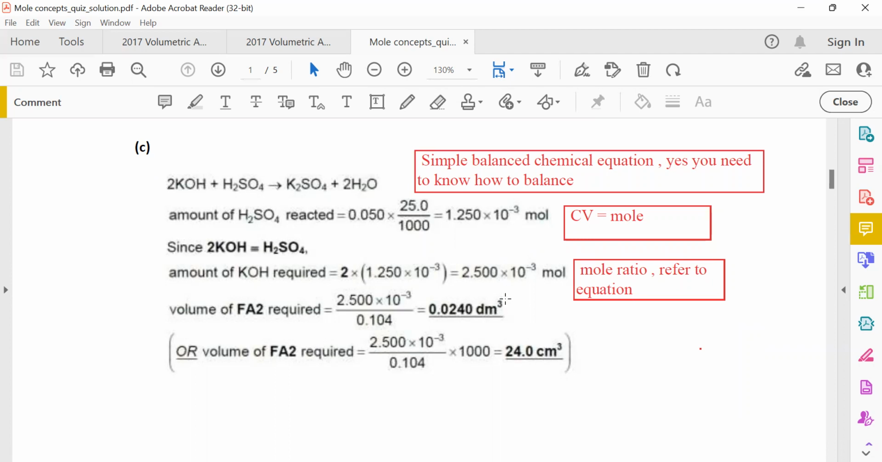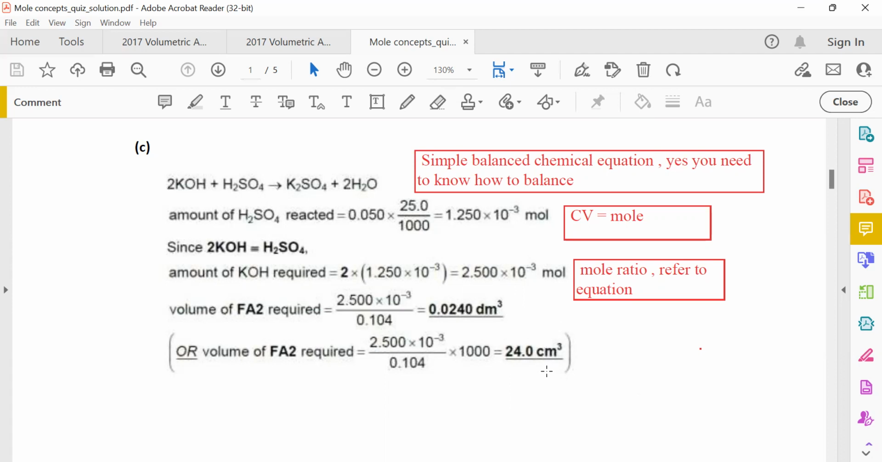Okay. Very simple. And then after that, knowing that this is the amount that you need and you are given the concentration, you can happily work out the volume. Okay, I forgot to put the hint here. To calculate the volume, you take what? You take mole divided by concentration, right? Mole divided by concentration, you get the volume in dm cube, and make sure that you multiply by 1,000 to get the answer in cm cube.